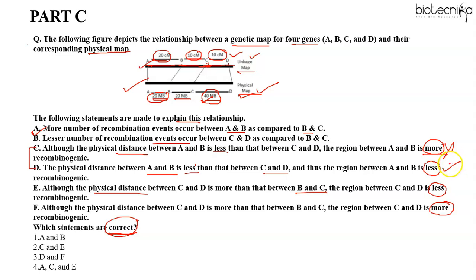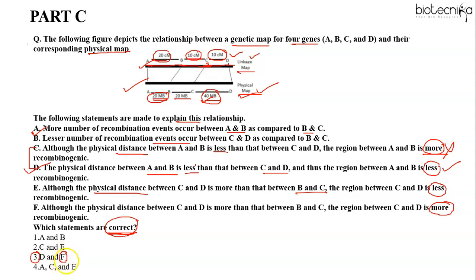Because chances of recombination will be more in C and D in comparison to A and B, and even if you compare B and C. So therefore, statement D is correct and C is incorrect. When I say D is correct, it is given only in option 3. And we don't have the combination where A and D both are given together, right? So we'll confirm the answer.